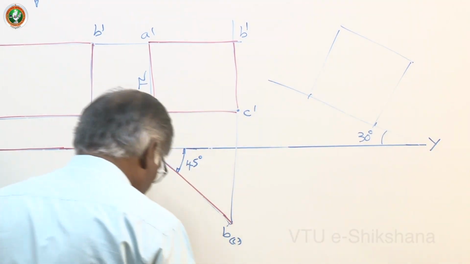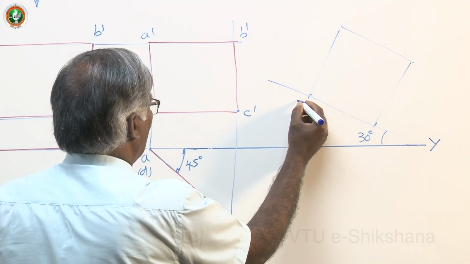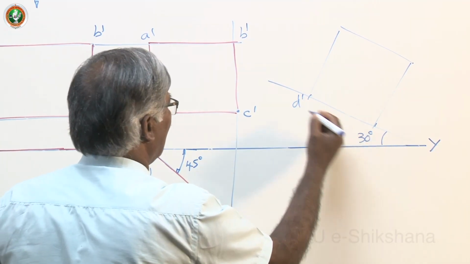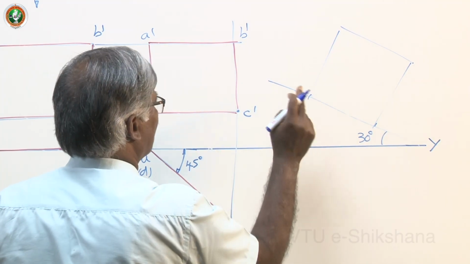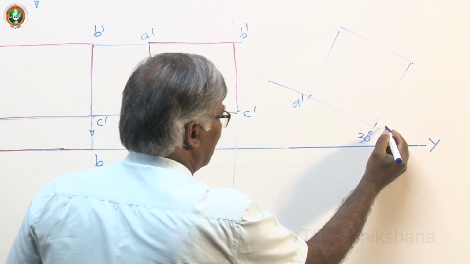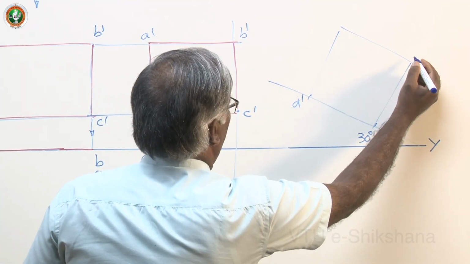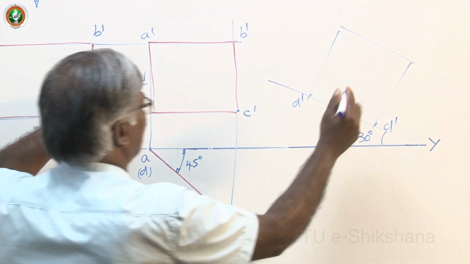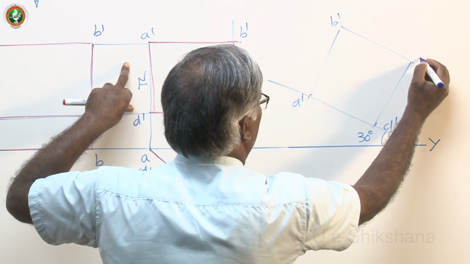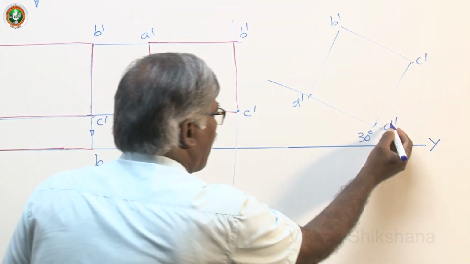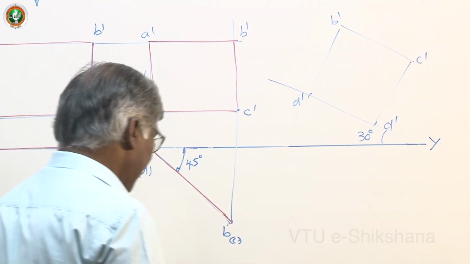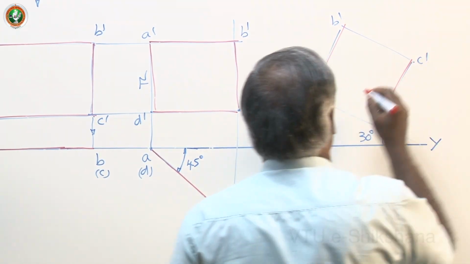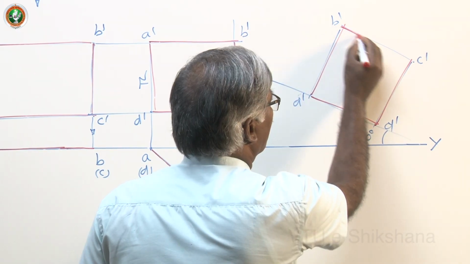Now take this figure into consideration and name properly. This is A dash, this is D dash. A dash D dash is inclined 30 degree, then this one is B dash C dash. Now dark this because this is the final front view.